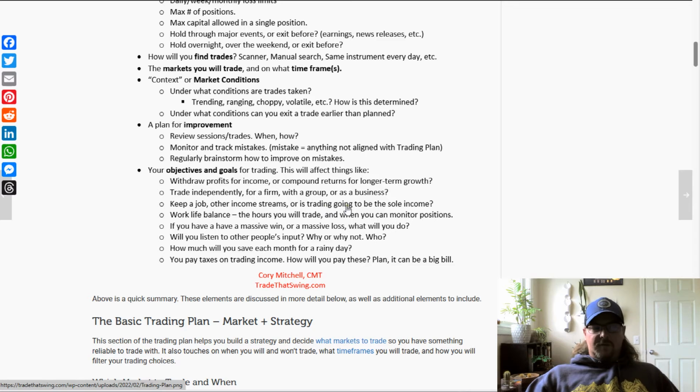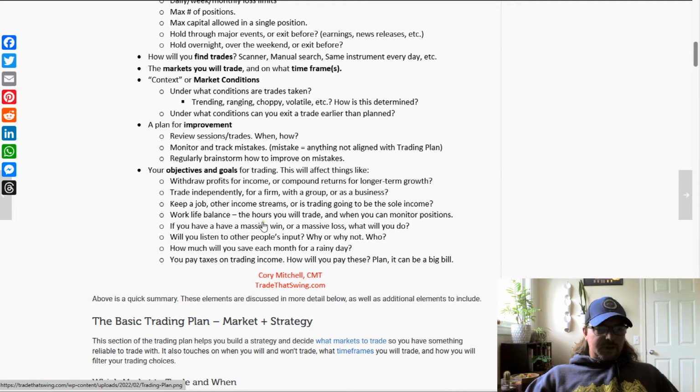Are you going to trade independently, for a firm, with a group, or as a business? This is a relatively minor one, I would say. Most people are starting out as independent traders, but you do have the option to go to prop firms. You could trade with a group, try to get a few of you together and learn it together, or you could operate as a business. Are you going to keep a job, have other income streams, or is trading going to be your sole income? And this goes back to whether you're going to be withdrawing profits or trying to compound them. If you have other sources of income, you probably could compound more because you have your own income stream and you don't need to withdraw profits from your trading.